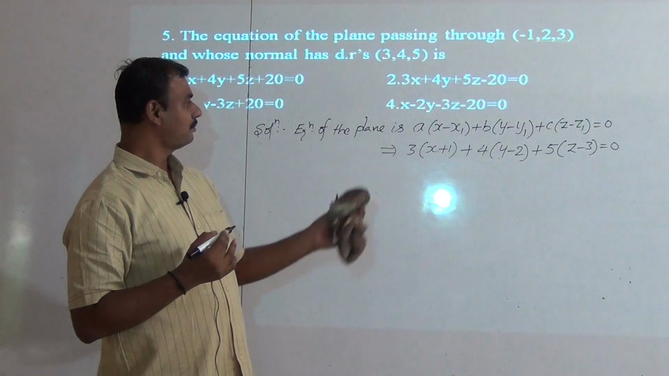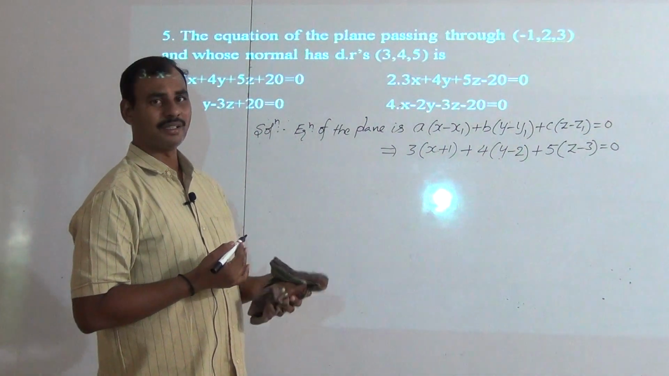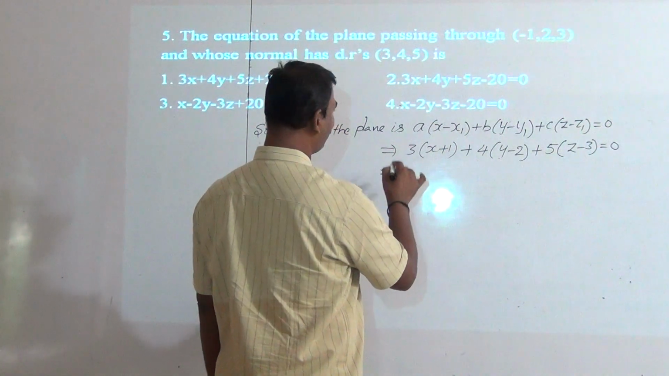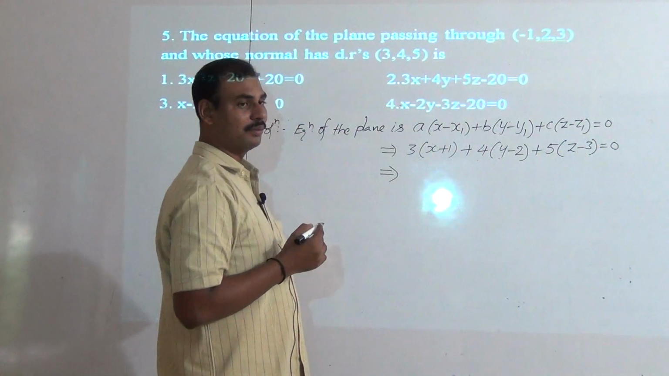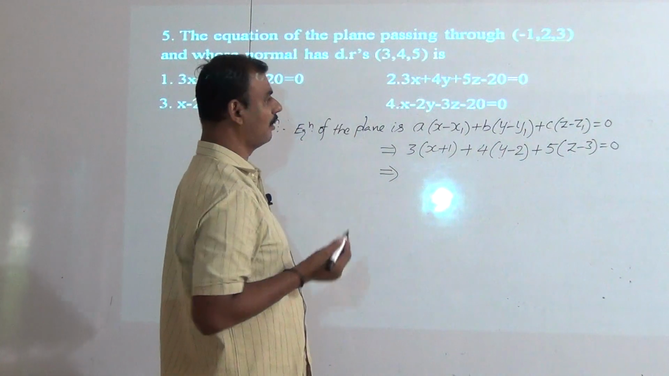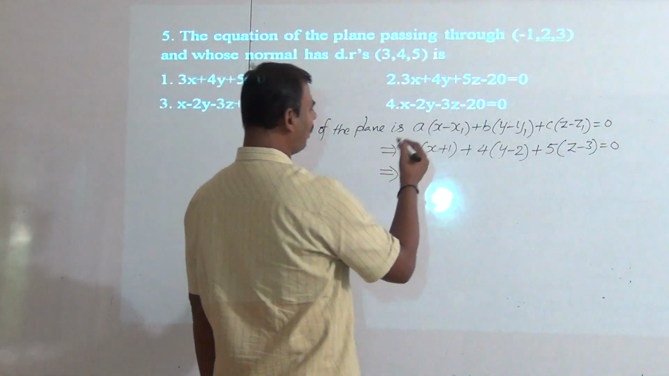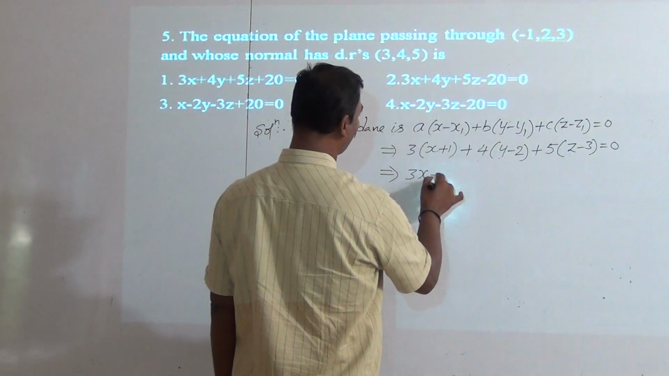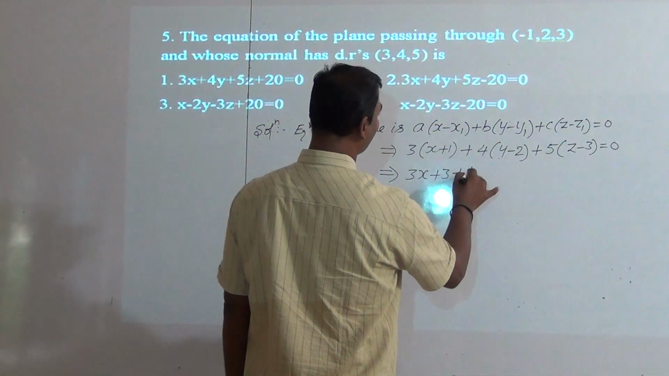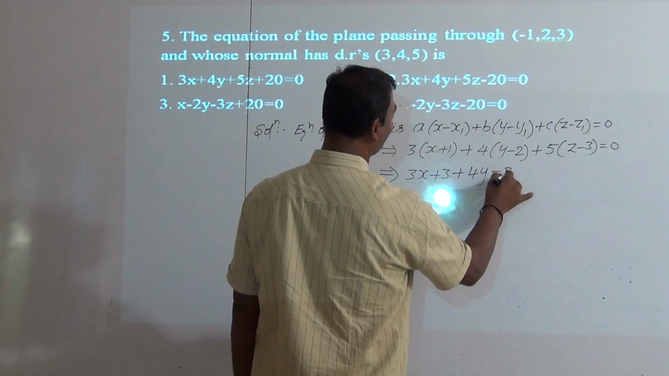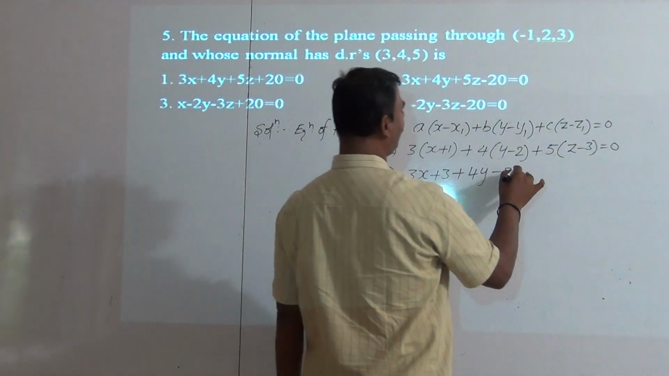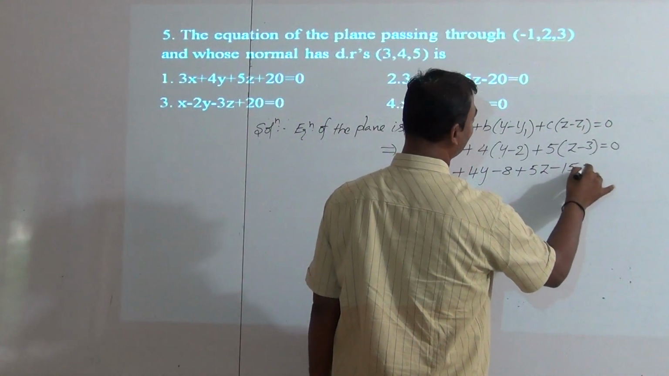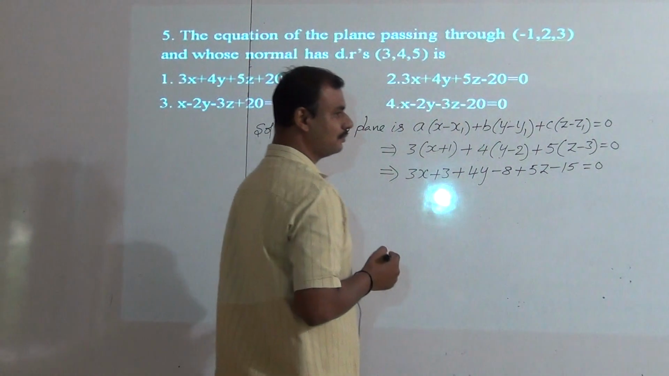Okay, my dear friends, very easy. These are simple questions in 3-dimensional geometry, but mainly what we have to remember are the formulas here. What is the suitable formula according to the question? According to the situation, we have to change the formula. 3x plus 3 plus 4y minus 8. Open the bracket. Plus 5z minus 15 equals 0.